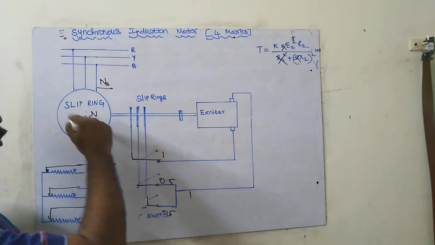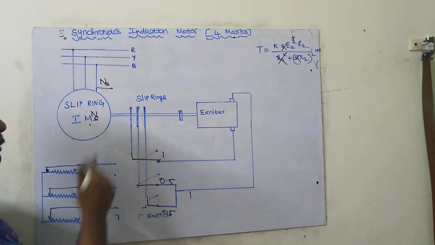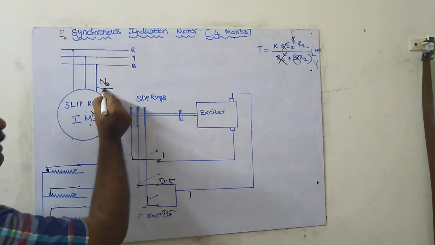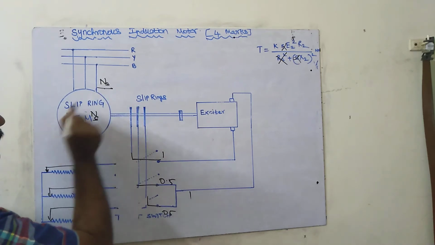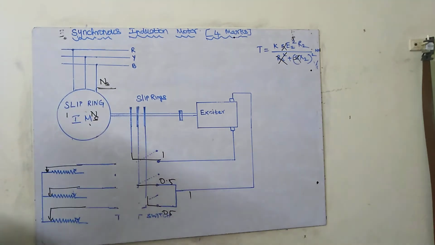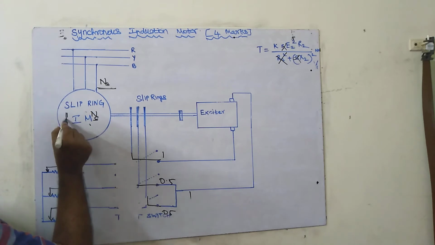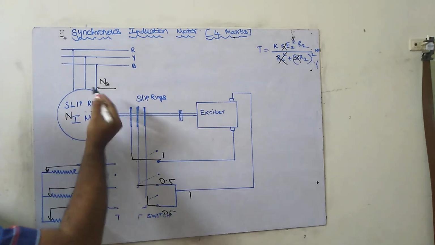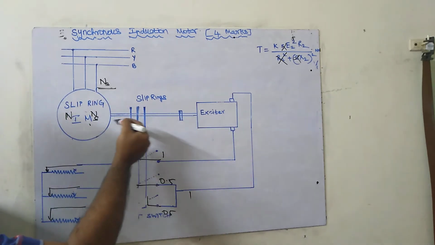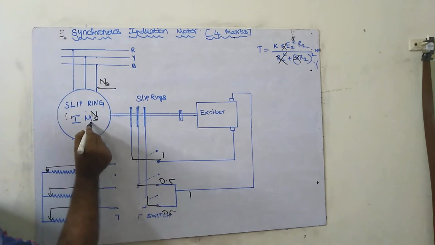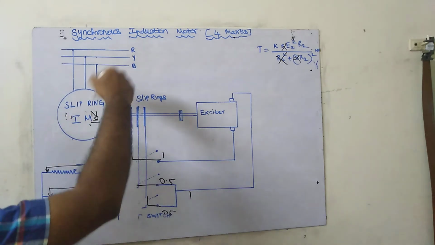So the rotor will also rotate at synchronous speed ns. The rotating magnetic field is rotating at ns speed, and the slip ring induction rotor is rotating at slip speed n. So the difference will be very low. Once I give supply, automatically magnetic locking will occur. So this will rotate at synchronous speed, and both are rotating at synchronous speed.